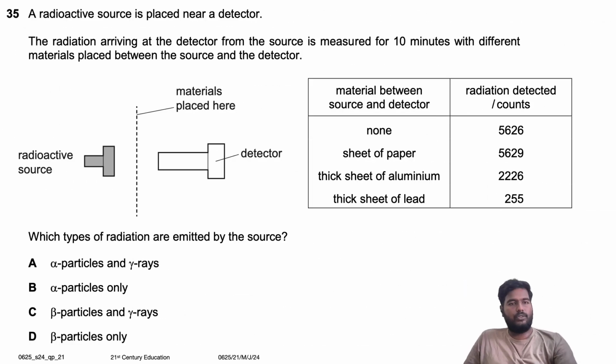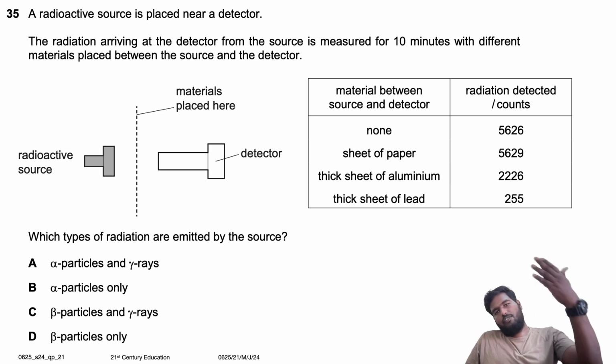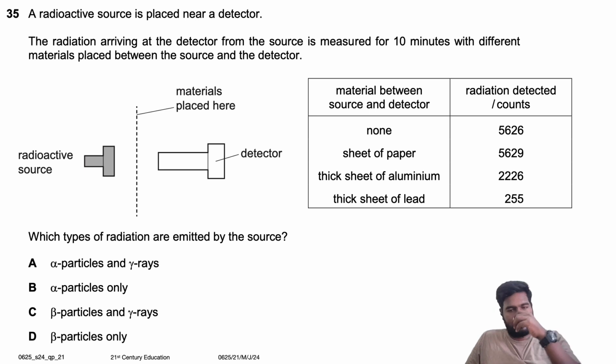A radioactive source is placed near a detector. The radiation arriving at the detector from the source is measured for 10 minutes with different materials placed between the source and the detector. Which types of radiation are emitted by the source? Okay, so the original count is 5626 when there is nothing between the detector and the source. If you put a sheet of paper, again we are having the same, 5629.